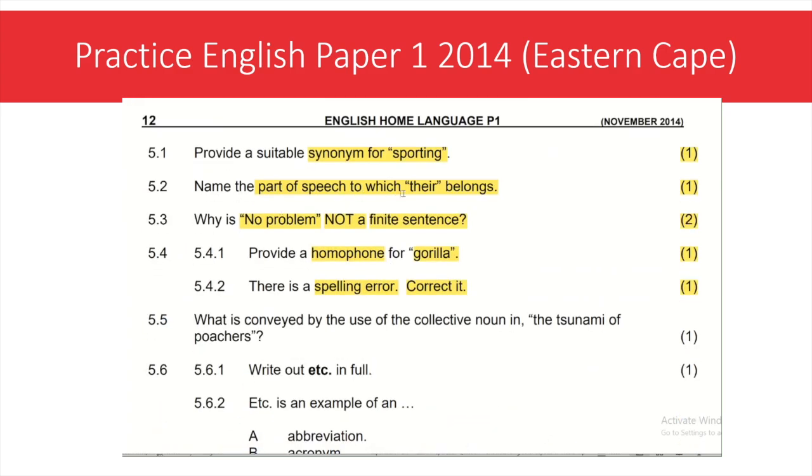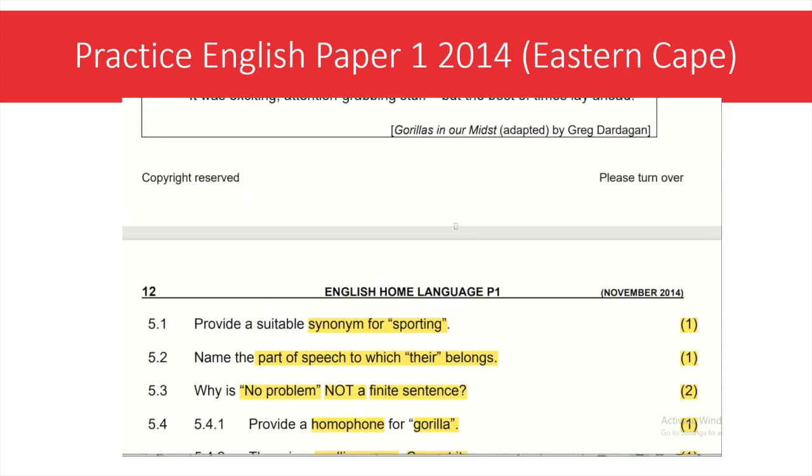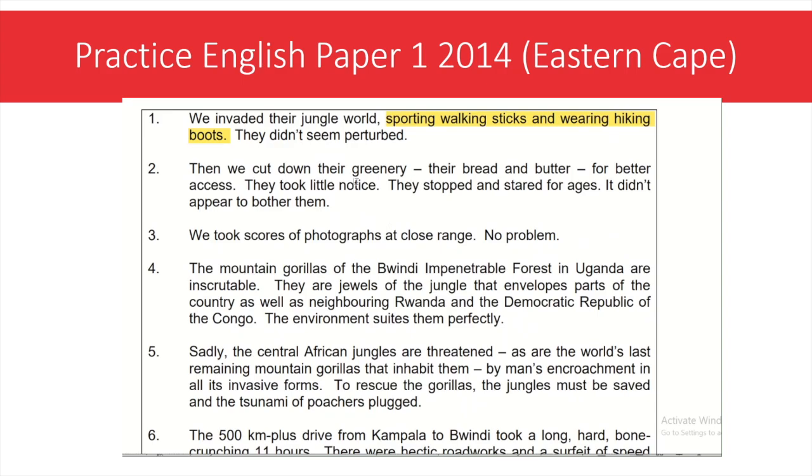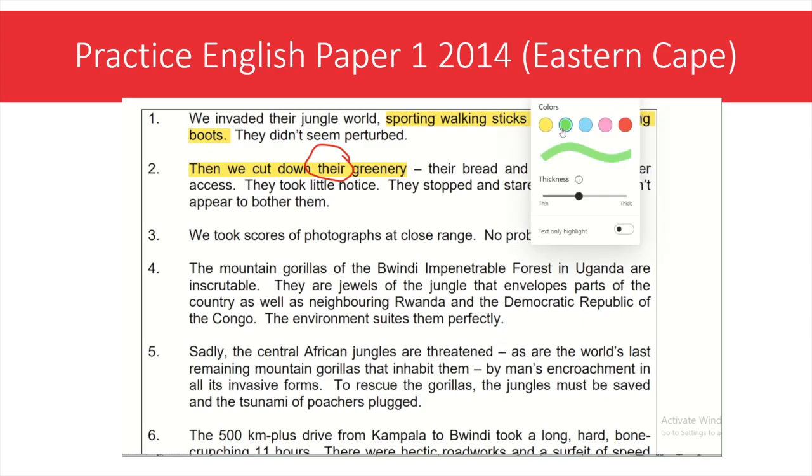Then let's look at 5.2. Name the part of speech to which there belongs for 1 mark. Parts of speech is a favorite to be asked in a language question because the teachers, your markers, know that you forget it. So let's have a look at what it looks like inside of our paragraph over here. So then we cut down the greenery. Now the key over here, when you have a part of speech like there, that could have 2 possibilities, either being an adjective or being a part of the pronouns. So let's look at there in this sentence. The first thing that I like to do always is to identify the verb.